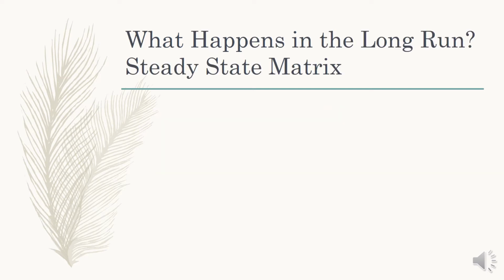The question that we need to answer, and this is the whole Markov process, is what happens in the long run? So what can this business expect to happen in a few years from now? The way we're going to set this up is we're going to have pi sub i of n. This is going to be the probability that a system is in state i after n trials.